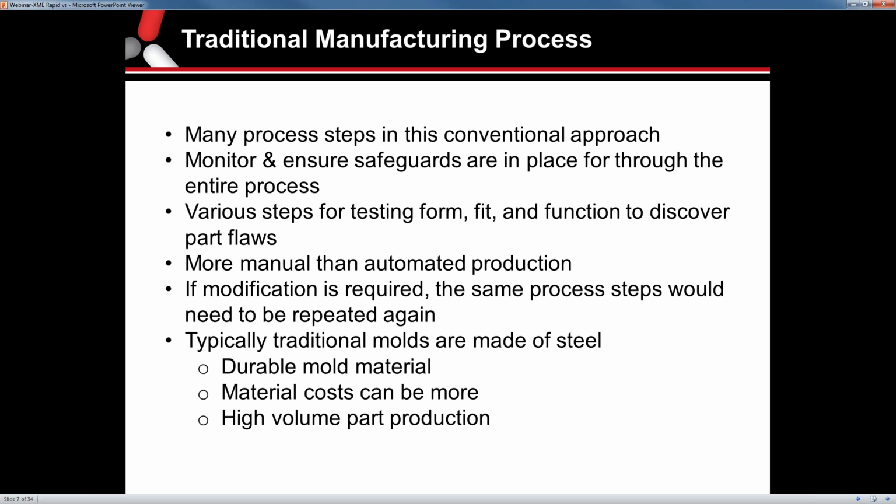And then typically your traditional molds are going to be made from steel, either P20 or S7, some hard material, which takes longer to cut. Material costs are higher, and they're really dedicated more for high volume part production.